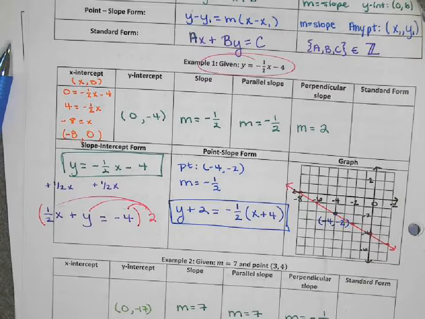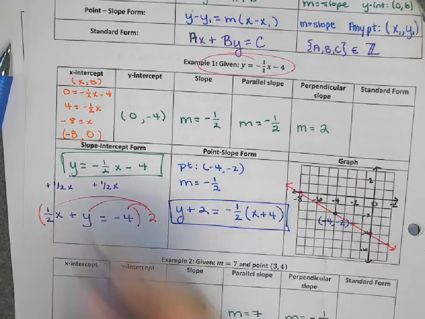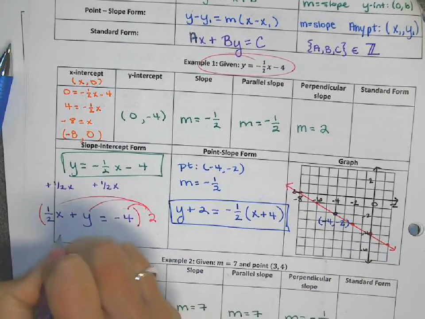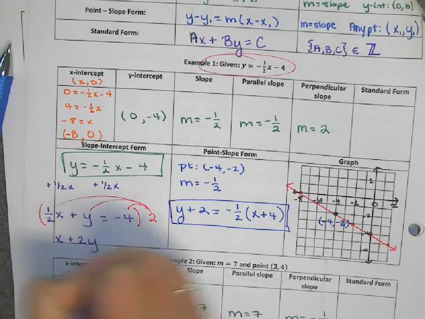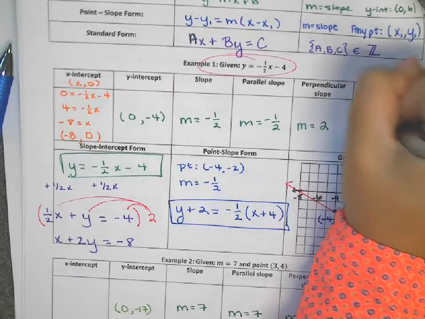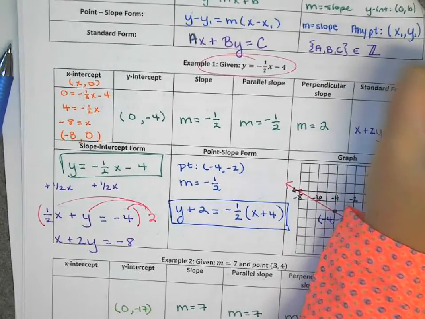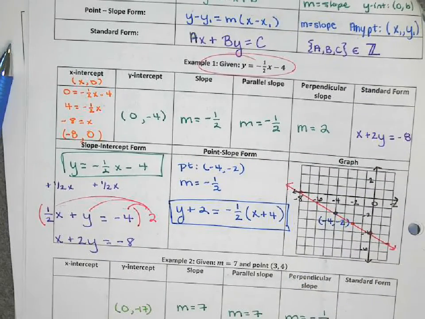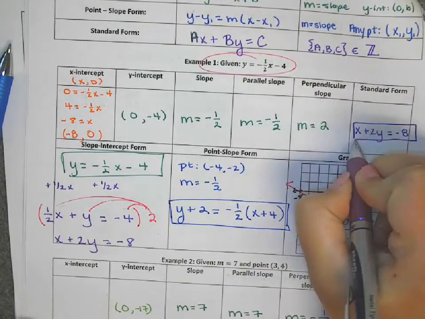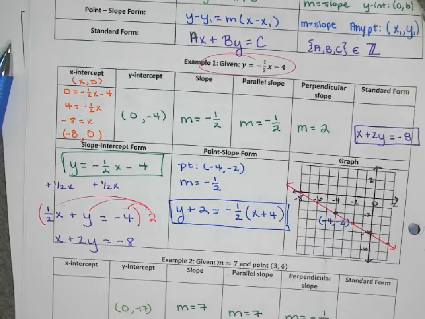Okay? I multiplied technically on both sides. I just wrote it all as 1. So 2 times 1/2 is 2 over 2, which is 1. So we have x plus 2y is equal to -8. That is going to be your standard form. That's your standard form. And I think example 1 is done.